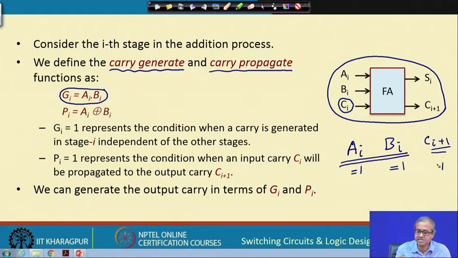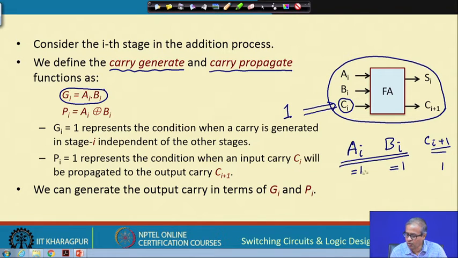And the second one is carry propagate. Carry propagate says that suppose there is an input carry, C I is 1. Under what condition will this 1 propagate to the output? That means there will also be an output carry. Propagate means under what conditions of A I and B I this 1 will propagate.